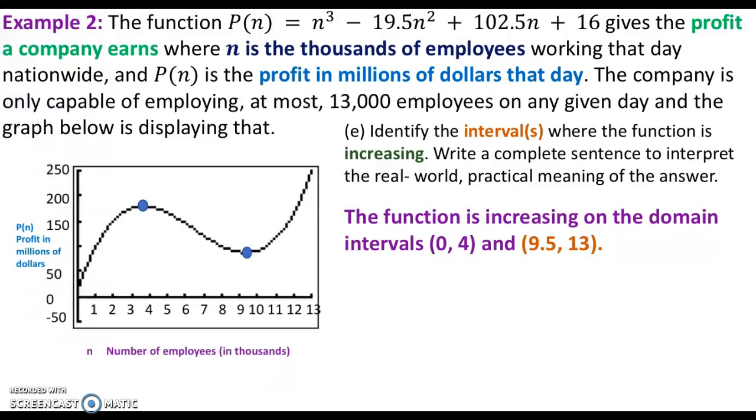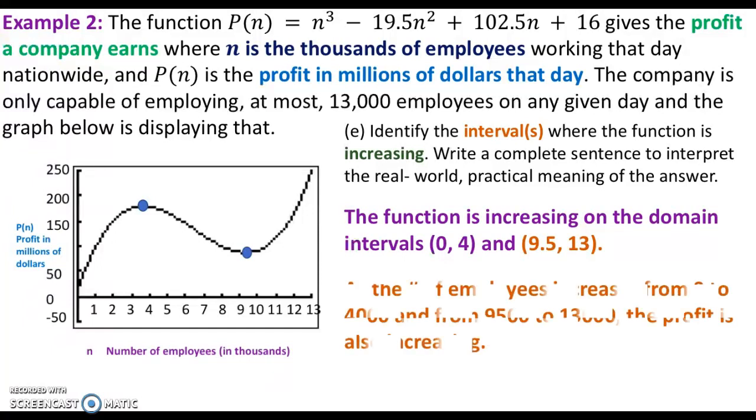Remember, these are not ordered pairs. These are on the domain interval from 0 to 4 and from 9.5 to 13. So let's write a sentence here. We would say, as the number of employees increases from 0 to 4,000 and from 9,500 to 13,000, the profit is also increasing.